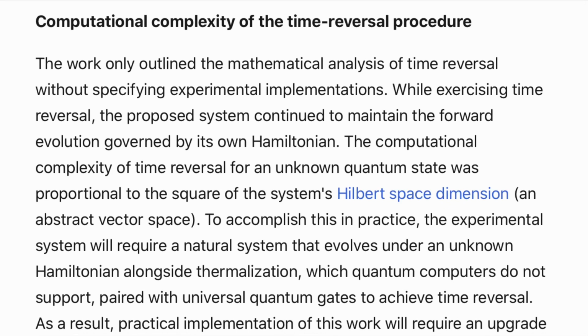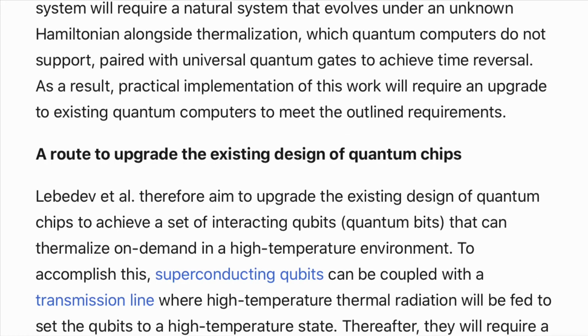The work only outlined the mathematical analysis of time reversal without specifying experimental implementations. While exercising time reversal, the proposed system continued to maintain the forward evolution governed by its own Hamiltonian. The computational complexity of time reversal for an unknown quantum state was proportional to the square of the system's Hilbert space dimension. To accomplish this in practice, the experimental system will require a natural system that evolves under an unknown Hamiltonian alongside thermalization, which quantum computers do not support, paired with universal quantum gates to achieve time reversal. As a result, practical implementation of this work will require an upgrade to existing quantum computers to meet the outlined requirements.